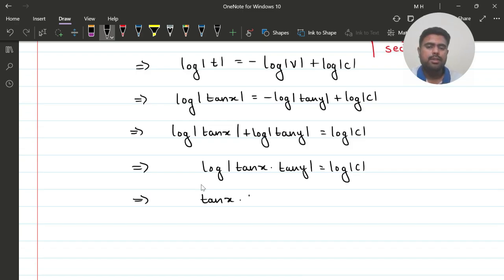So I'll get tan x into tan y is equal to c. So this is the required general solution. Okay, that's all.